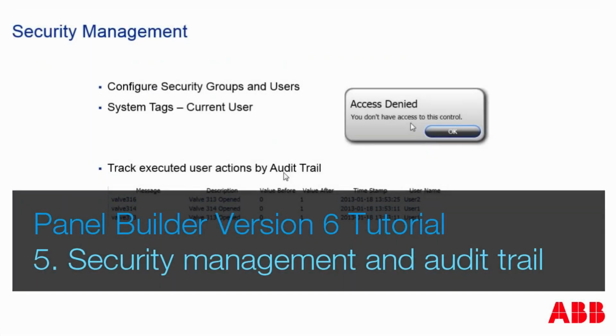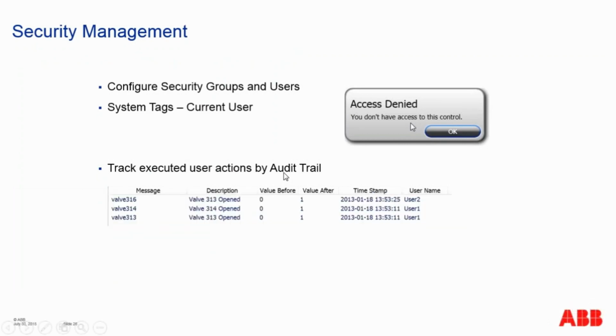So in the panel builder, we can configure security groups and users, and we can configure the different objects so that it's just certain types of users that can access them. We will also add a special kind of tag called a system tag that will show which user is logged in. And then the final part of this demonstration is that we will add an audit trail so that we can track the changes made by the different operators of this application.